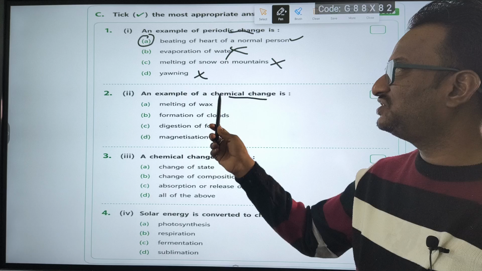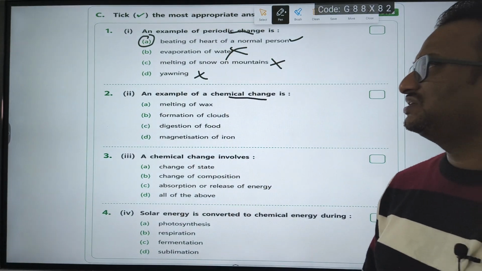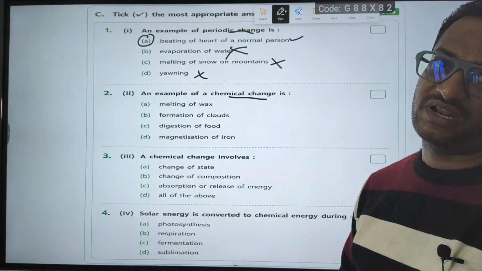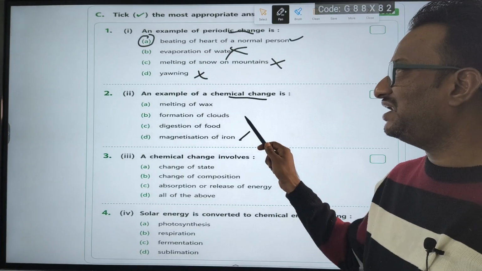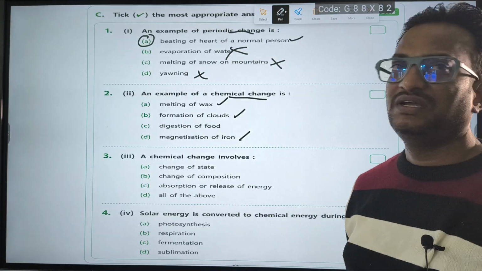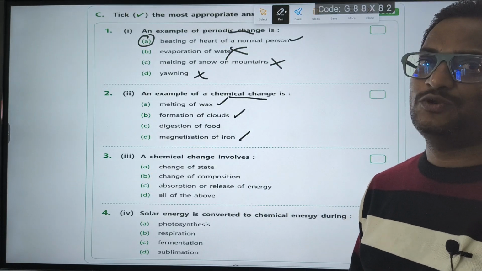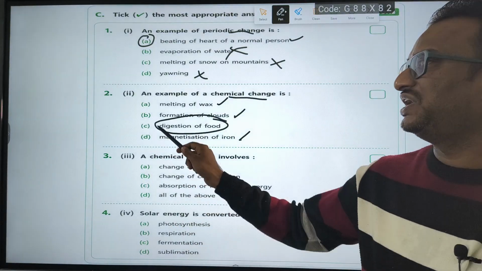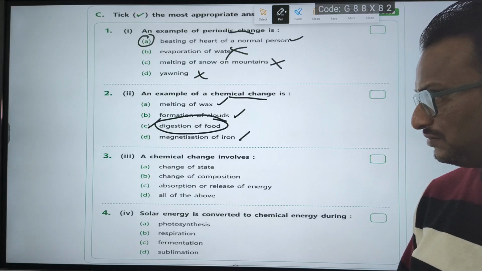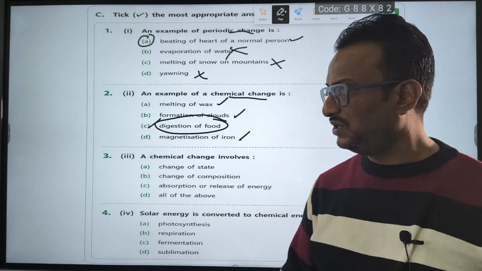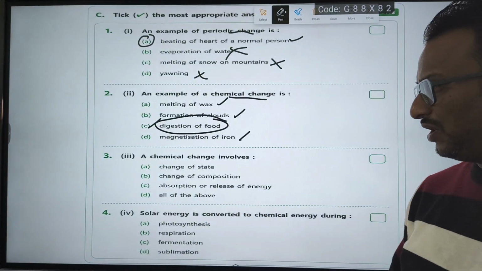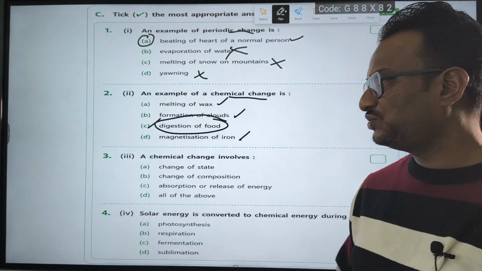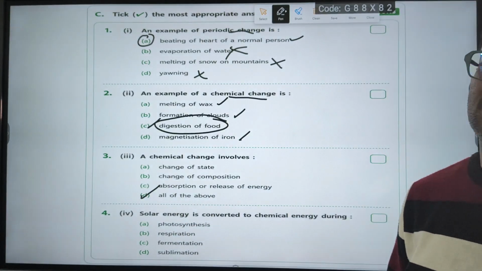An example of chemical change: melting of wax, formation of clouds, digestion of food, magnetization of iron. Magnetization of iron, formation of clouds and melting of wax come under physical changes. There no new substance is going to be formed. Digestion of food is a chemical change. Option C. A chemical change involves change of state, change of composition, absorption or release of heat, all the above. Actually, all the above. All will take place.